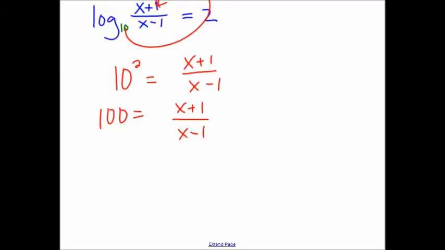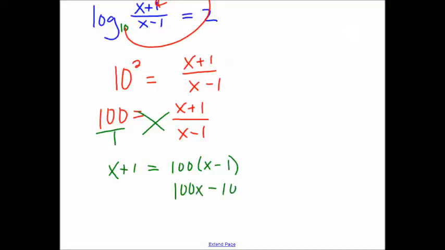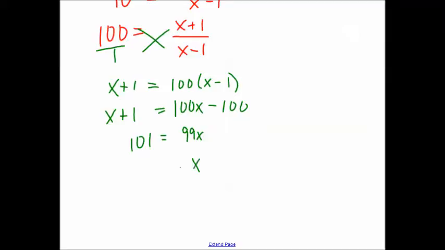So you can either cross multiply, put that over 1, and then just say, okay, I've got x plus 1 times 1 equals 100 times x minus 1, if I just cross multiply. And so I have 100x minus 100 on this side equals x plus 1 on this side. And so then we just combine our x's. So I have 99x, add the 100, equals 101. And now divide, and we have x equals 101 divided by 99.